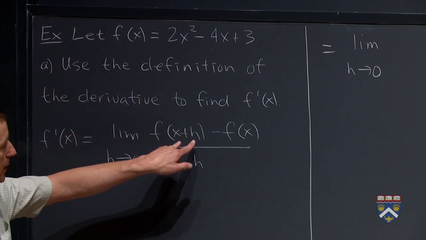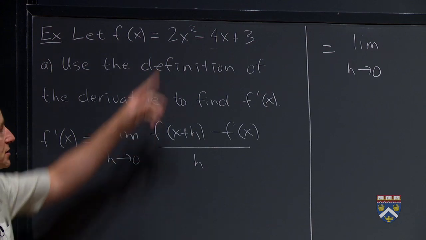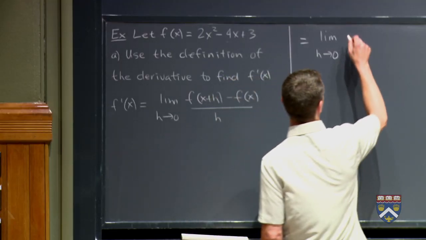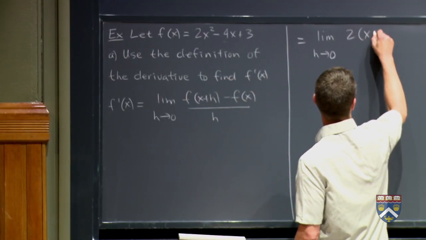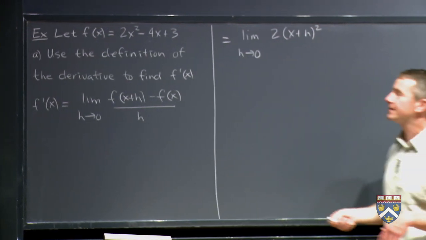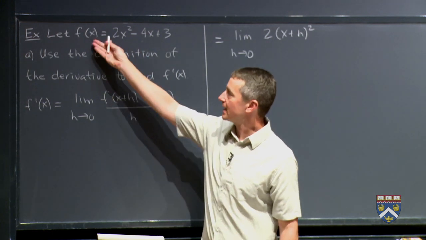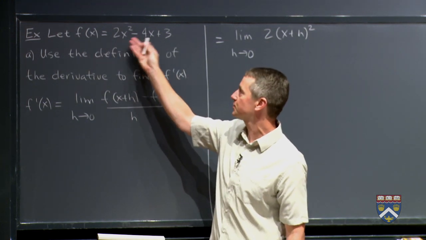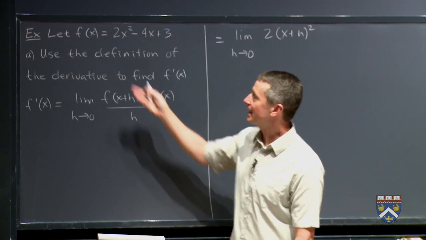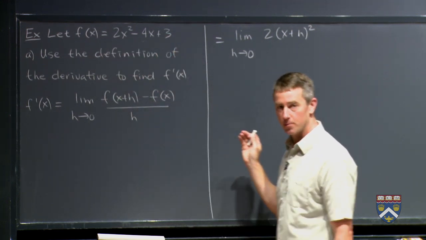So what are we doing now? When we plug in x plus h, what is this going to be? So 2x squared, we're going to get 2 times the quantity x plus h squared. Because whatever we feed this function, it squares it here. So if you say, what is f of pi? It's 2 times pi squared minus 4 pi. If you say f of blueberries, it's 2 times blueberries squared minus 4 blueberries.